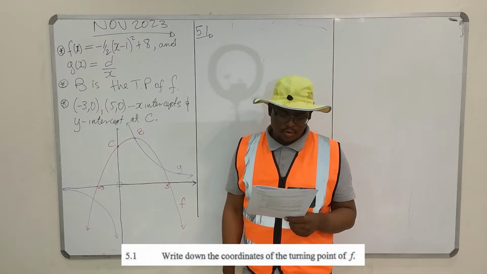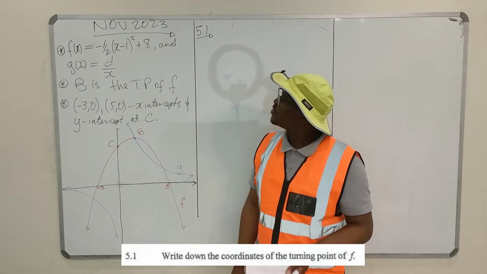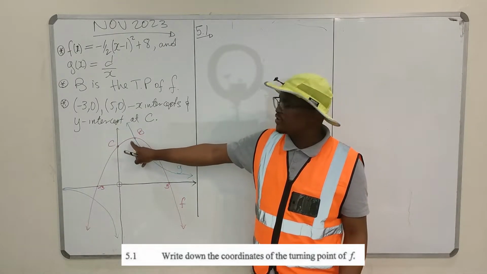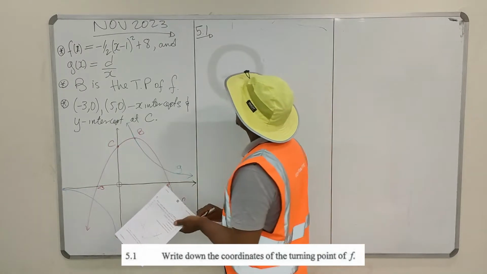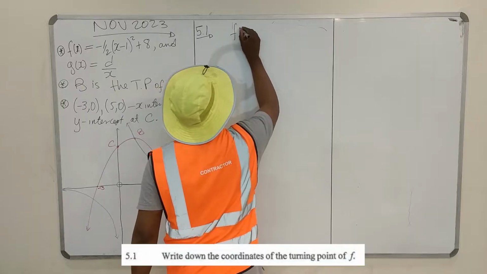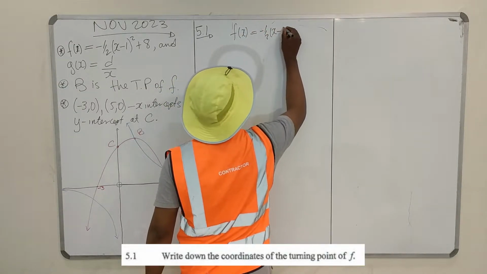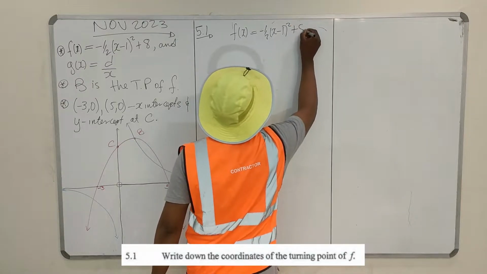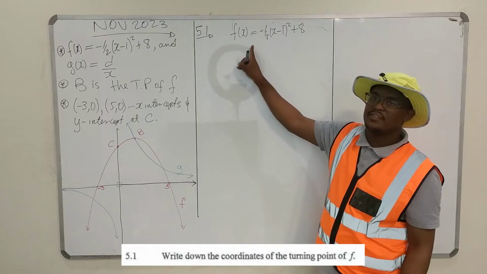5.1 reads as follows. Write down the coordinates of the turning point of f. So they want you to write the coordinates of our turning point, which are the coordinates of B. So you are given the equation of f to be f(x) = -1/2(x - 1)² + 8, right? So this is the equation for the function f.